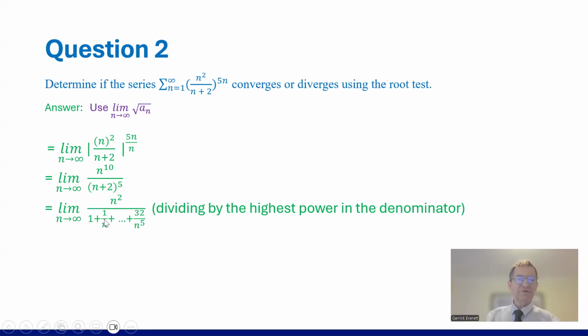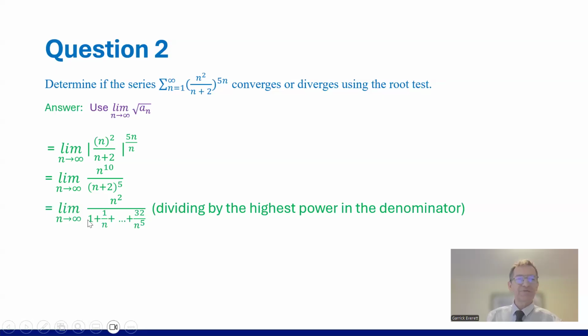So I'm going to divide by the highest power in the denominator. The highest power in this denominator is going to be n to the 5. n to the 10 divided by n to the 5 is... actually, that should be a 5, shouldn't it? That should be n to the 5 up the top, because when you divide, you subtract powers. Whoops. Sorry, that should be an n to the 5 up the top.